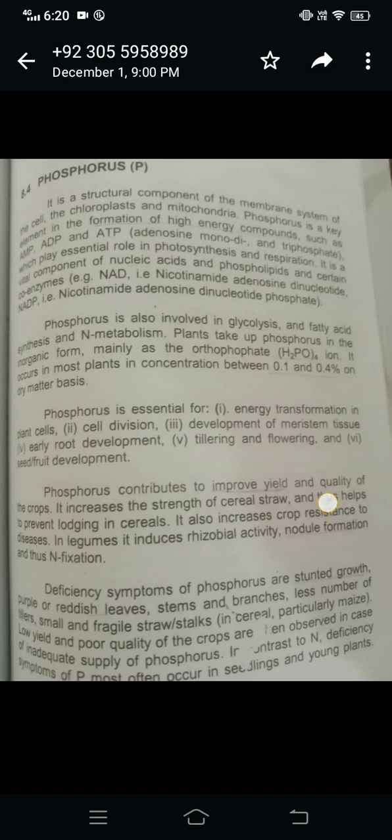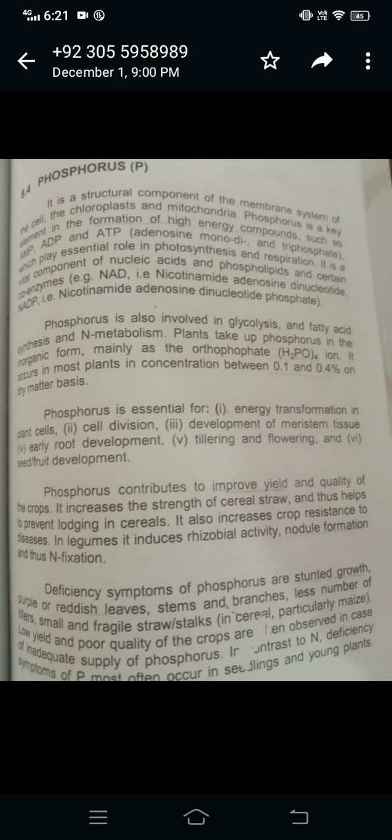It increases the strength of cereal straw, thus helping to prevent lodging in cereals. It also increases crop resistance to diseases. In legumes, it induces rhizobial activity, nodule formation, and thus nitrogen fixation.